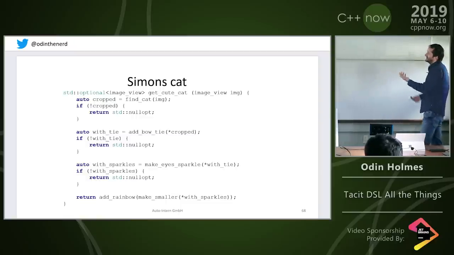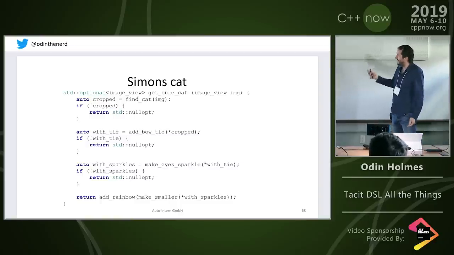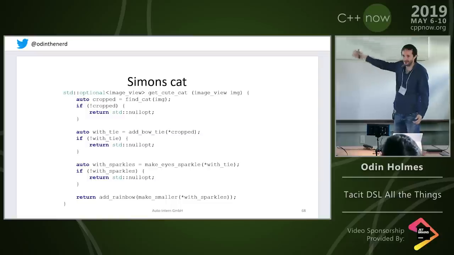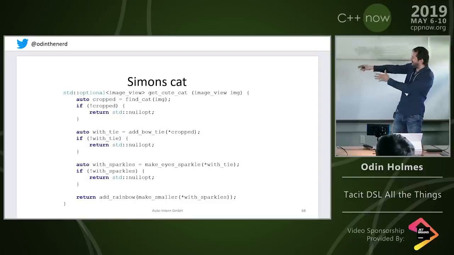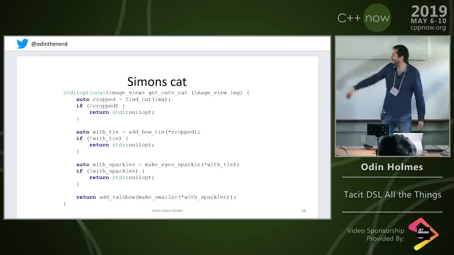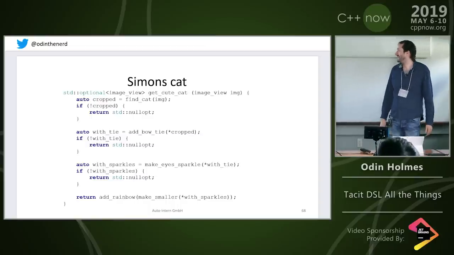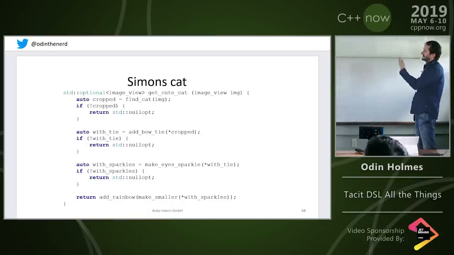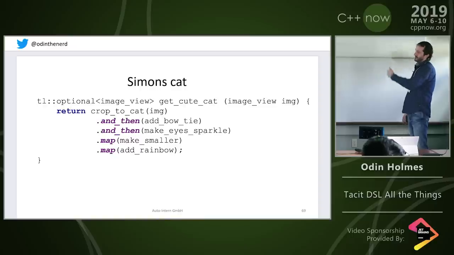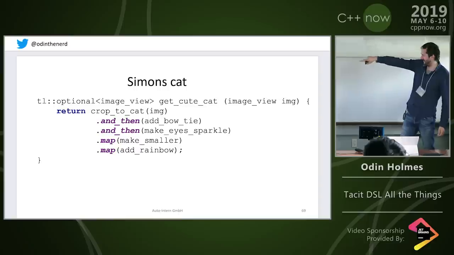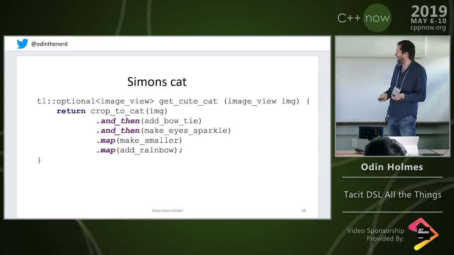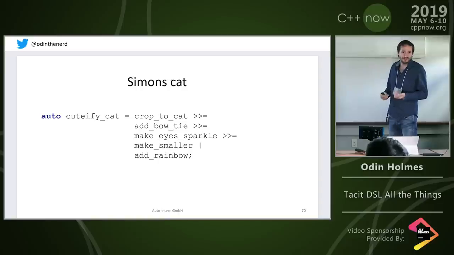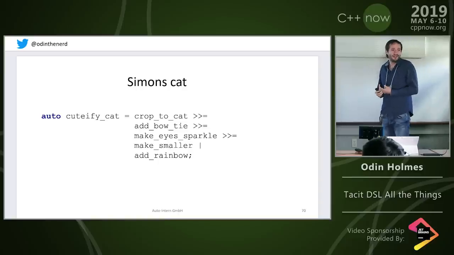And this is the use case that he presents in his paper. He's got this cat and he wants to make it cute. So he has all these operations to turn this image view into a cute cat, and almost all of them can fail. Resizing can't fail, so down at the bottom, make smaller can't fail. But this is how you'd write it today, and this is how he proposes to write it. I think the newest proposal, it's not map anymore, it's called transform. But this is basically this, right? We didn't actually try to write a monadic optional, it just kind of comes out in the wash.